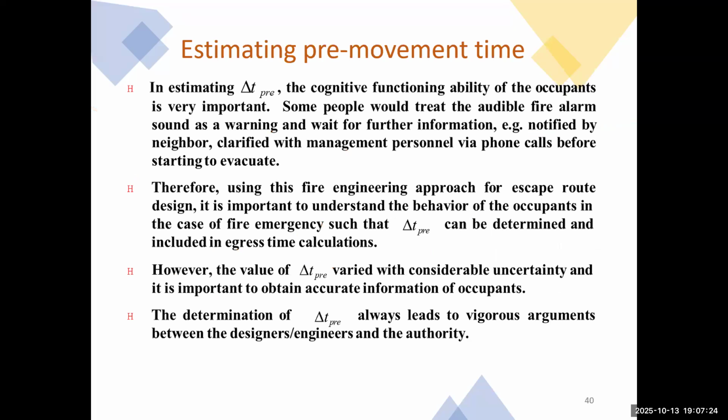So estimating the pre-movement time requires understanding the cognitive ability of the occupants. Will they recognize the alarm? Will they wait for confirmation? This value is highly uncertain and is often a major point of discussion and sometimes disagreement between the designer and the approving authorities. So we need to get accurate data on the occupant profile.